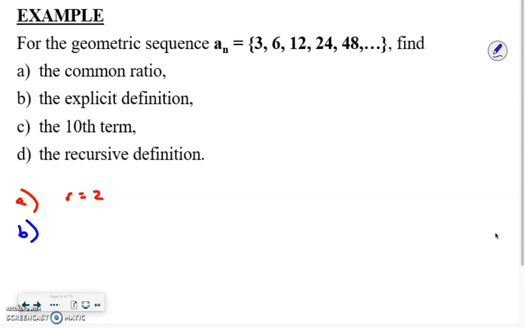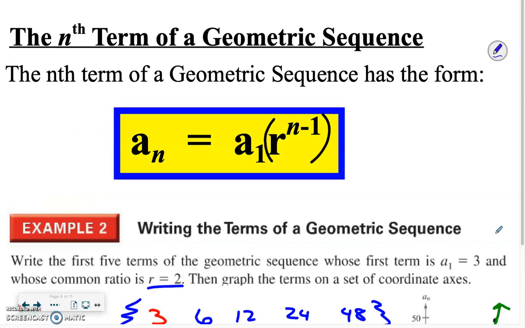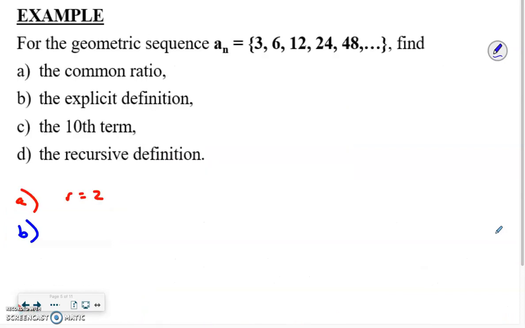All right? Second up, part B, we want to write out the explicit definition. So the explicit definition, we just talked about it. Hopefully you wrote this down. A1 times R raised to the n minus 1. So if we were to write that off to the side here, A1 times R raised to the n minus 1, we can actually do a little bit better than that as we go here.